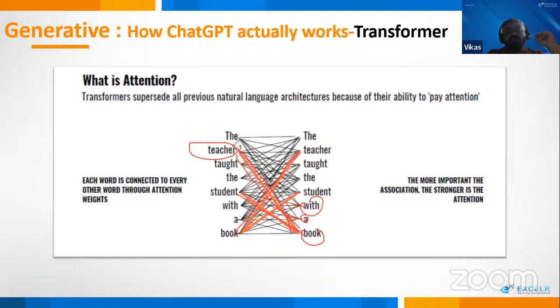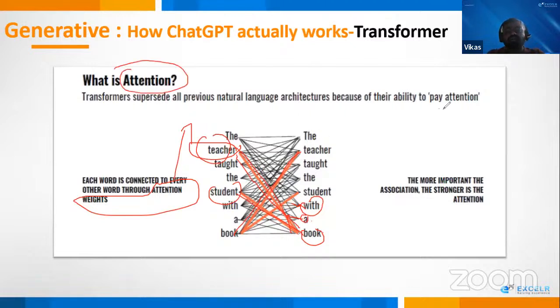Means it could be possible that most probably the book has been associated with the teacher only, not with the student. All right. So this way they try to create an entire connection between the words, and by using this kind of connection, which are called the weightages or especially the attention weight, guys, they're able to create this kind of an entire chain, and they were able to successfully transform the entire language from one language to another language, whatever kind of task they want to achieve using this, right? So that is what is called attention.